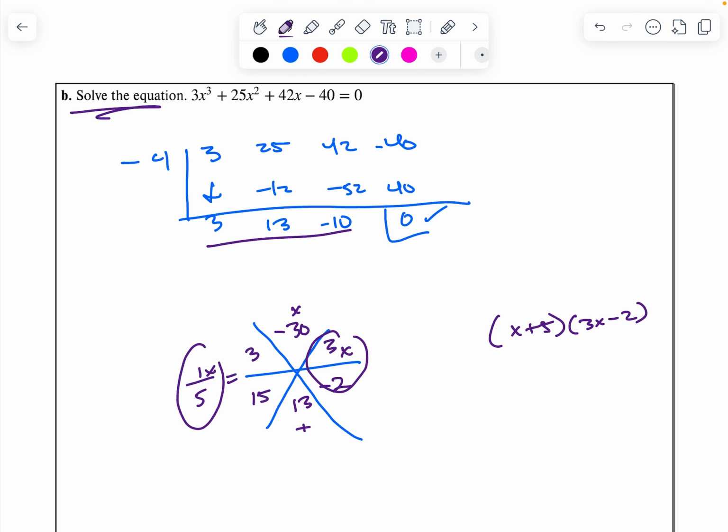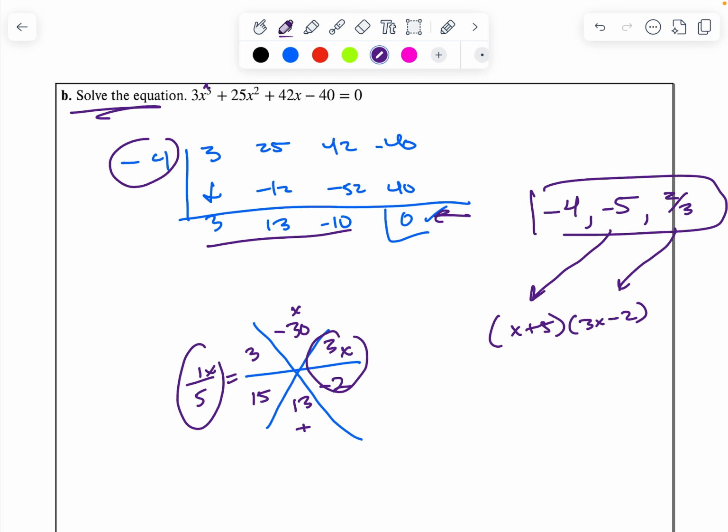It says to solve the equation. It doesn't say to factor it. So negative 4 is one of the solutions. We need 3 solutions total, right? Negative 4 is a solution because it gave us a 0 remainder. Negative 5 is a solution because it would make that 0. Positive 2 over 3 is a solution because it would make that 0. And now we have our 3 solutions. Remember, we needed 3 to begin with because our degree was 3.